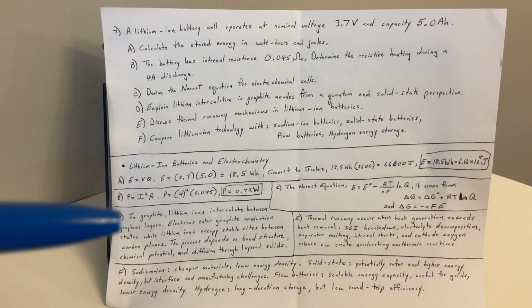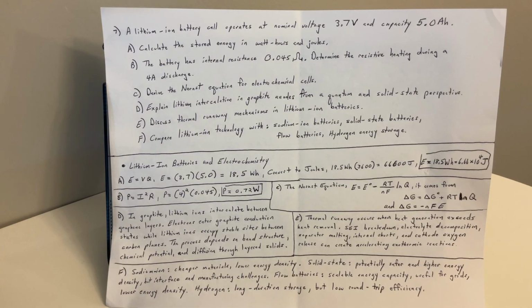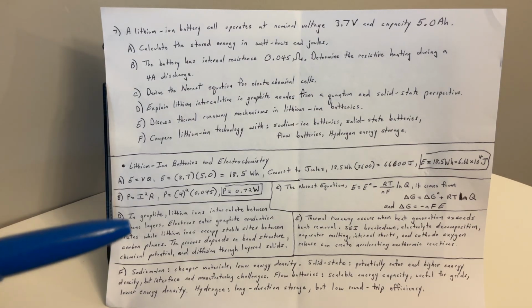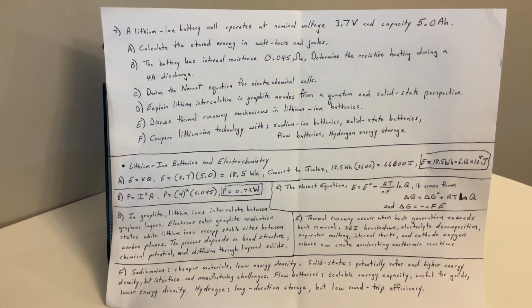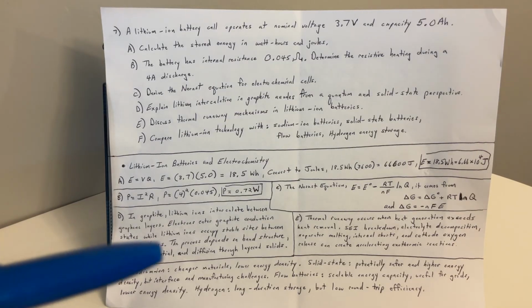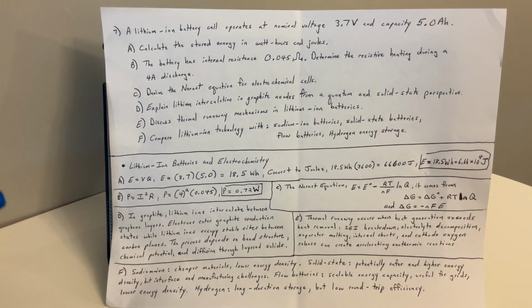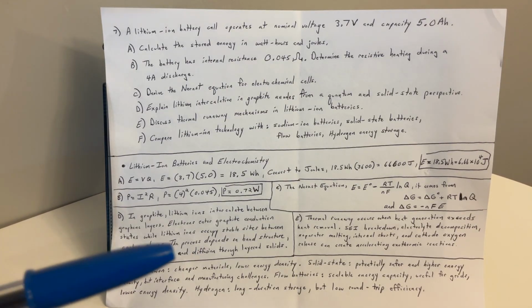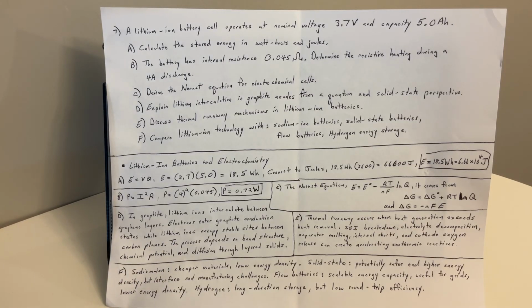Notes type answer, canonical. In graphite, lithium ions intercalate between graphene layers. Electrons enter graphite conduction states, while lithium ions occupy stable sites between carbon planes. The process depends on band structure, chemical potential, and diffusion through layered solids. Letter E, discuss thermal runaway mechanisms in lithium ion batteries.